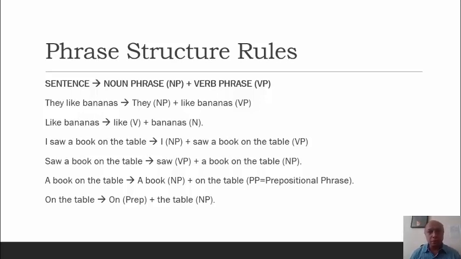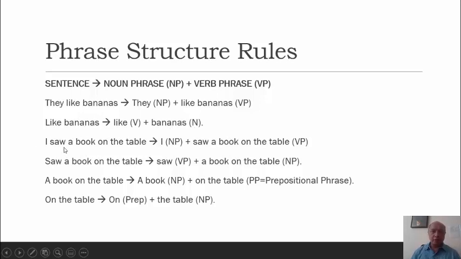So for example, if you have a sentence, they like bananas, then this can be broken down into they as the noun phrase, and then you have like bananas as the verb phrase. So those two are the two basic elements of a sentence, noun phrase plus verb phrase. In turn, like bananas as a verb phrase can still be broken down further into like as the verb, and then you have bananas as the noun.